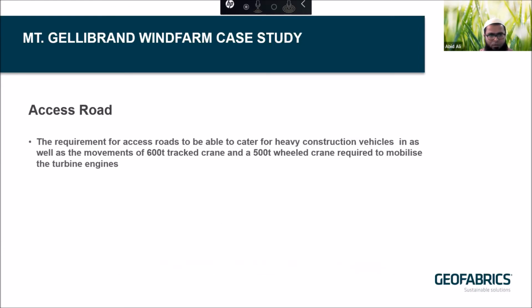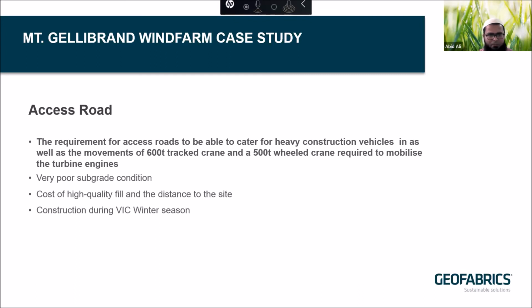Now coming to the access road, the access road not only had to carry very heavy construction vehicular traffic, but it also had to cater to the movements of a 600-ton track crane, which is quite a heavy piece of equipment, as well as a 500-ton wheeled crane required to mobilize the turbine engines. And the subgrade conditions were quite poor, and high quality fill material was not easily available on site, and the construction had to be undertaken during the cold season in Victoria, so using a substandard quality fill material.